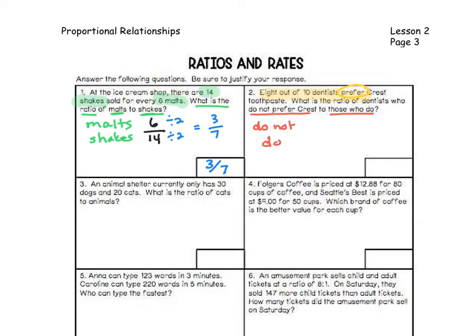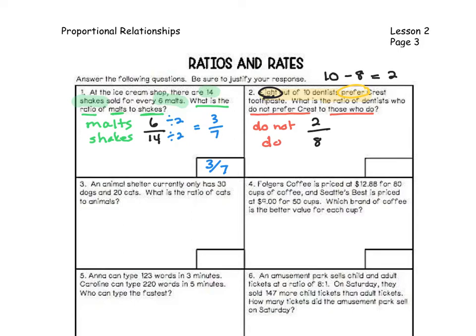So looking at this ratio, we're given information from the beginning that 8 out of 10 prefer Crest. So that one goes on the bottom, even though they gave us that information first, followed by how many do not. Well, they didn't really give us that information. We're going to have to find that information. So if they surveyed 10 dentists minus the 8 that do prefer Crest, then that must mean that 2 out of the 10 do not.